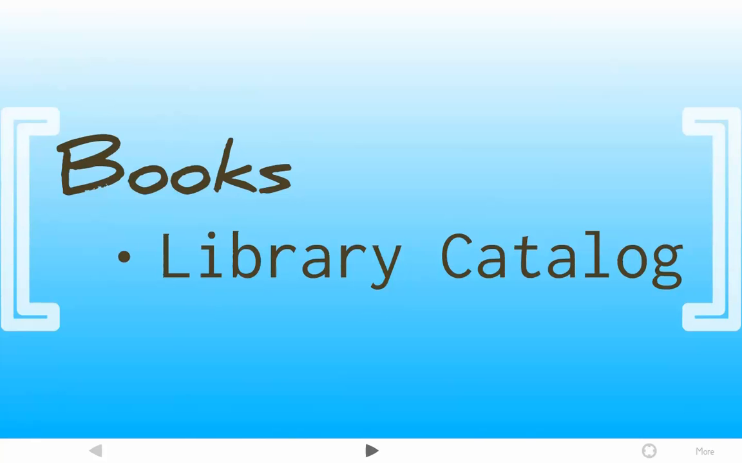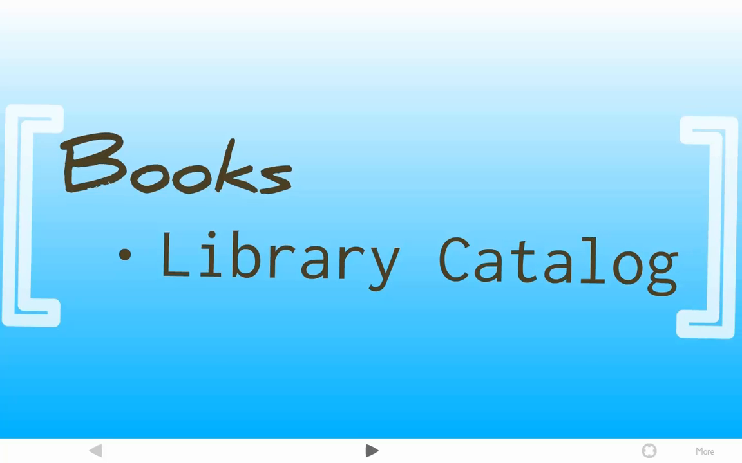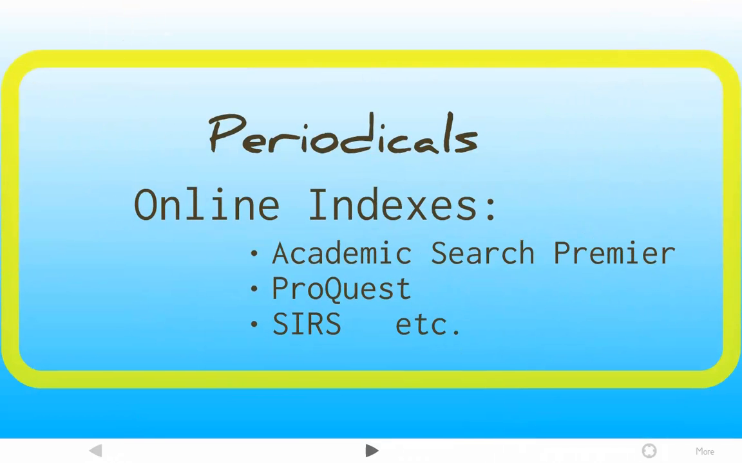Books. What books does the GHC library own? You're going to find these in our library catalog. So that's where you're going to look for those. Periodicals. We're going to look in online indexes. Academic Search Premier, ProQuest, SIRS, ScienceDirect. These are the kinds of things we're going to look for. We're going to look for periodicals in those online sources. You can also come into the library and browse our shelves, but the primary way you're going to find those is looking in online indexes.